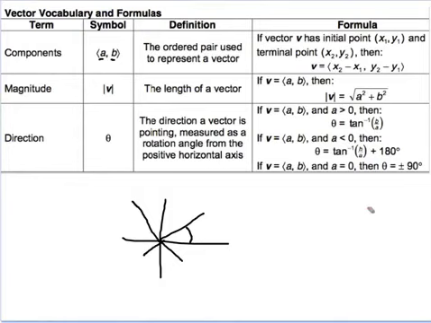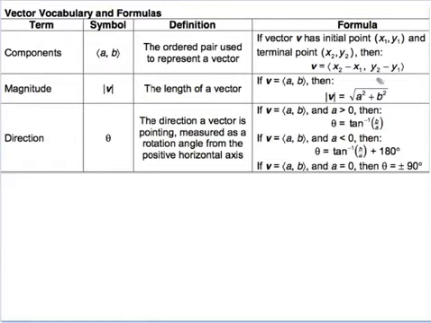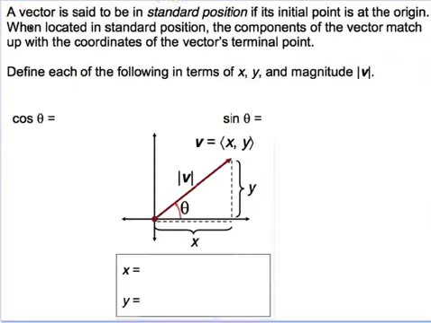The biggest thing is to look at your x and y values, or your a and your b values, and see what quadrant you're in. That will help you figure out when you have to add 180, or if you're just adding or subtracting 90 degrees to it. A vector is said to be in standard position if the initial point is at the origin. When located in standard position, the components of the vector match up with the coordinates of the vector's terminal point. Define each of the following in terms of x and y and magnitude.